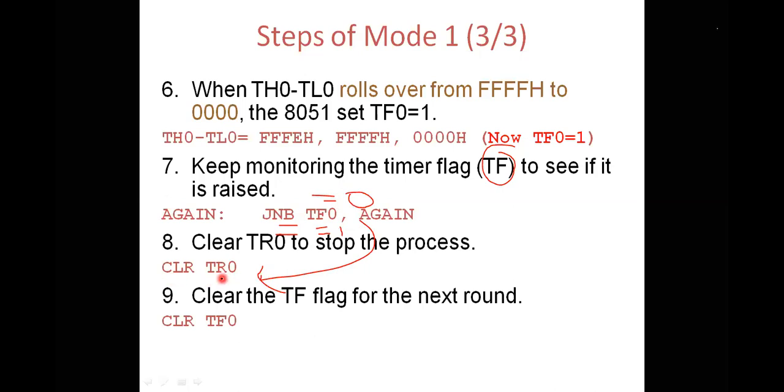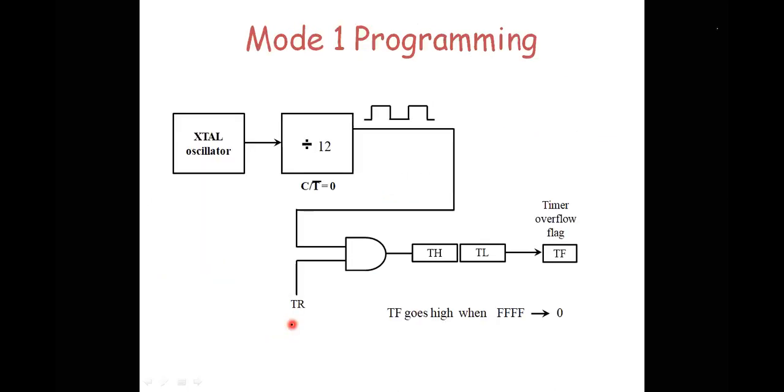Next, you have to clear TR0, that is, stop the timer, and you have to clear TF0. Why are you clearing TF0? For the next time you run the timer. When TF0 is 1, the microcontroller will not start the timer properly, and it will remain in overflow. So for the next run, you have to clear the TF0 bit within the program. This is how you do the programming. This is the mode 1 programming circuit diagram.